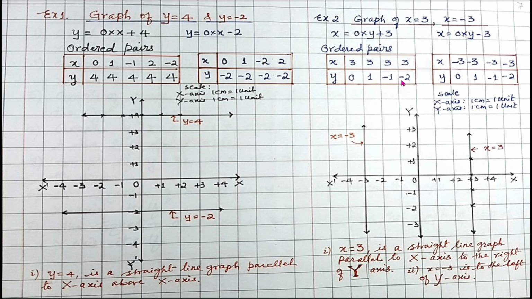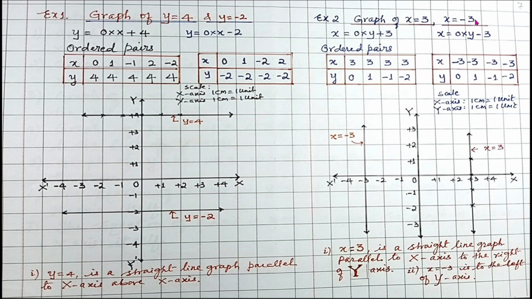Now draw the graph with these ordered pairs with a suitable scale. I have chosen a scale here, and now x is 3 and y is 0, put a dot. Then x is equal to 3, y is equal to 1, put a dot. x is equal to 3, y is equal to minus 1, put a dot. x is equal to 3, y is equal to minus 2, put a dot. And now join the dots, we get a straight line graph parallel to the y-axis and on the right side of the y-axis. Therefore when x is equal to 3, a positive number, we get a straight line graph parallel to the y-axis on the right side of the y-axis.